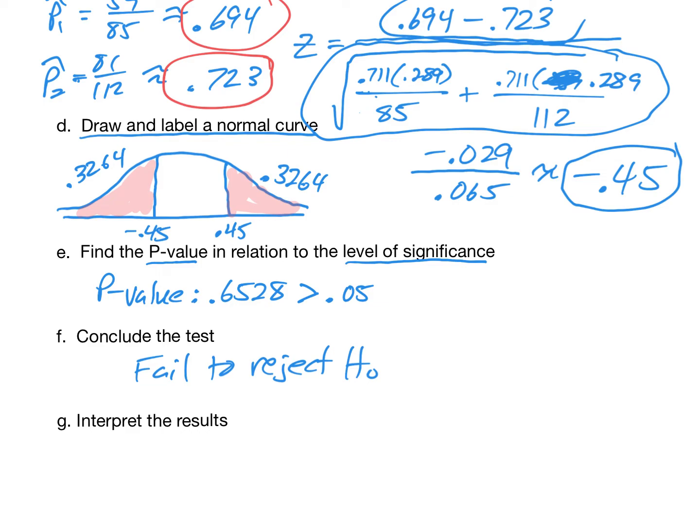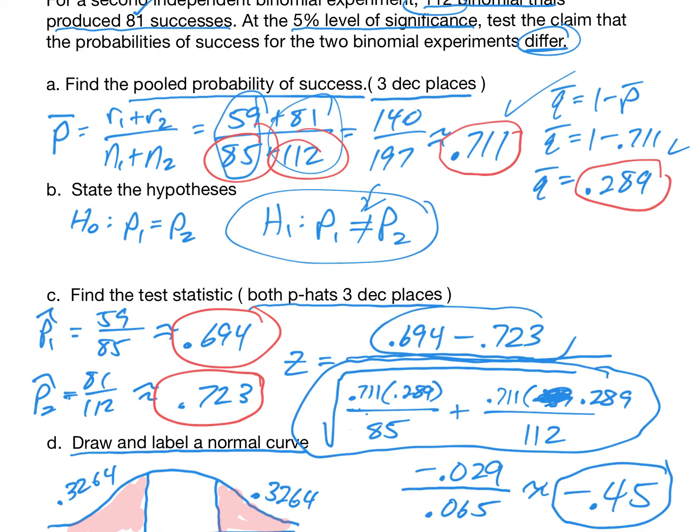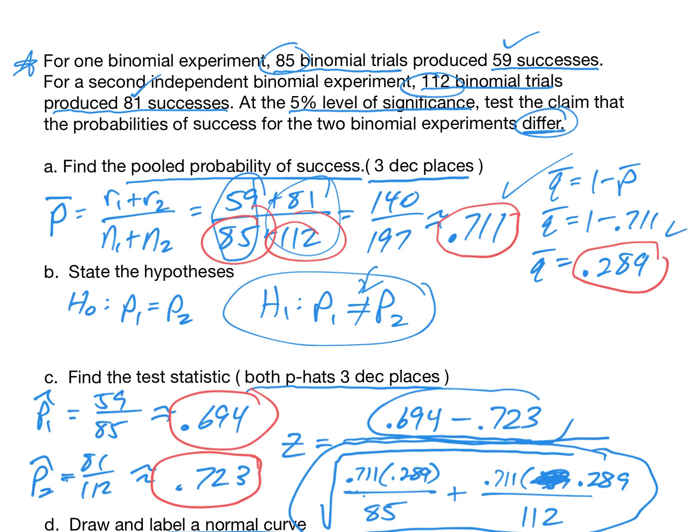And our interpretation, ladies and gentlemen: if I come back up here and find the sentence that has the word differ in it, this whole thing right here is what you're going to repeat. But since it's fail to reject, is it going to differ or not differ? Not differ. So we're going to throw the word not in.